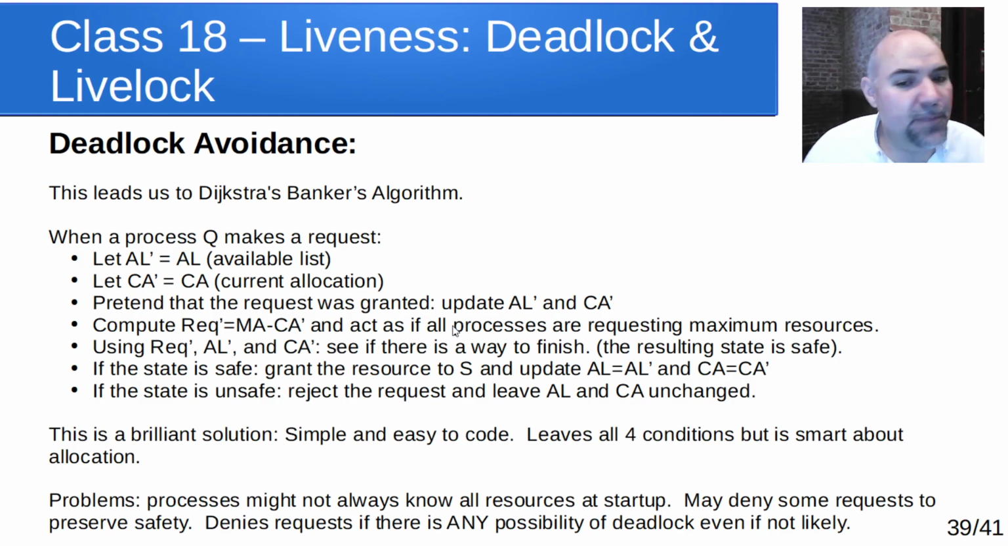So the idea of this is really a brilliant solution. It's simple, it's easy to code, because we're just doing those checks and saying, hey, if I give this out, does that result in a safe state or an unsafe state? We have an algorithmic way to test for that. And it leaves all four conditions in place, but we're smart about the allocation. In other words, when a process requests something, we think, will that create a dangerous situation if I give this to you? If it does, I say no.